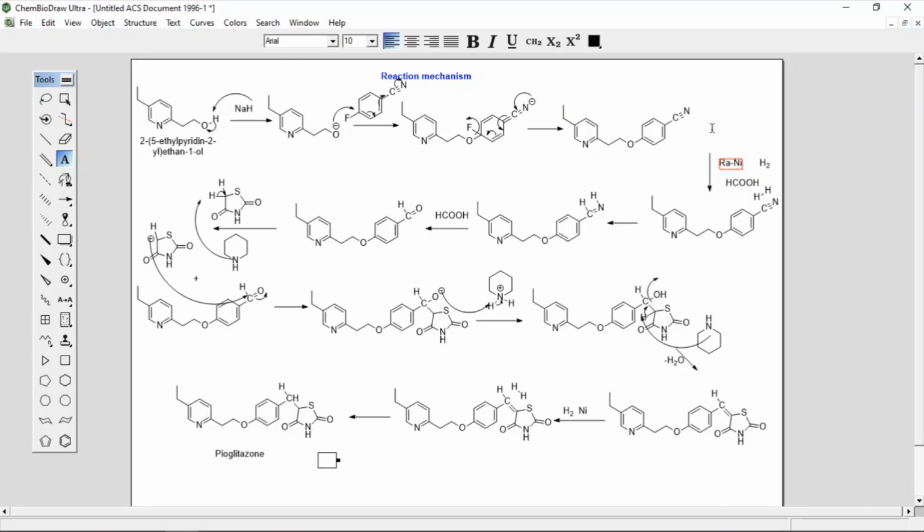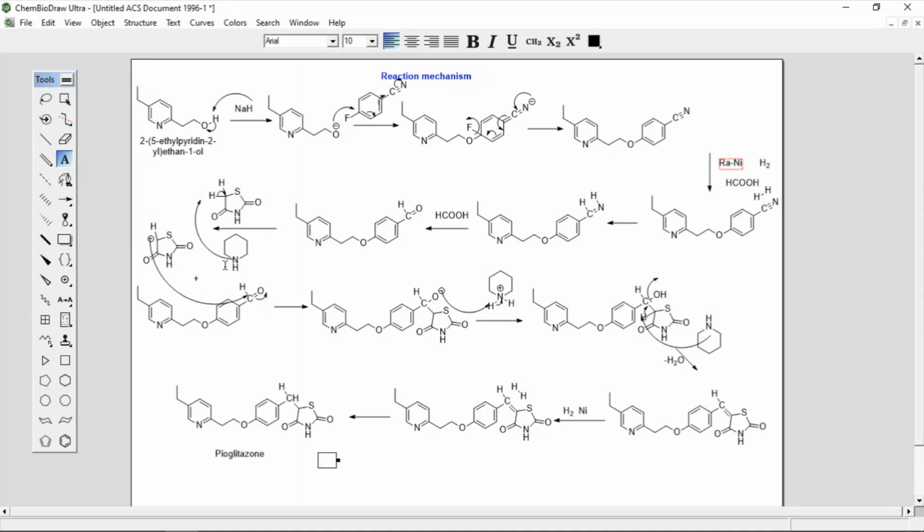Then the next step is the reduction of this carbon nitrogen triple bond, and its conversion into aldehyde by using Raney nickel and formic acid. So the hydrogen adds to this carbon nitrogen double bond, and you will get this imine. Then this imine undergoes hydrolysis, and you will get this aldehyde. Then this aldehyde reacts with piperidine and thiazolidine-2,4-dione.